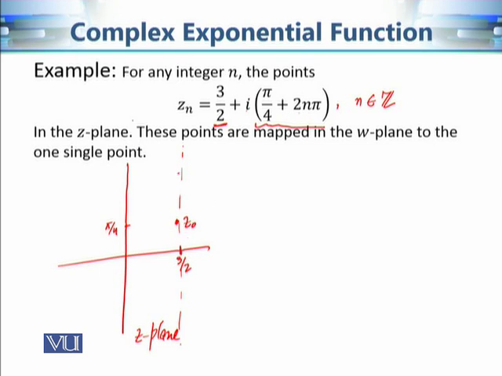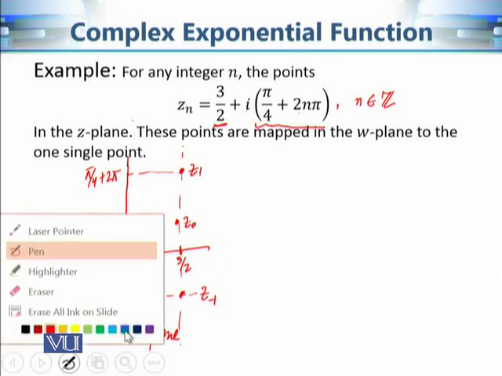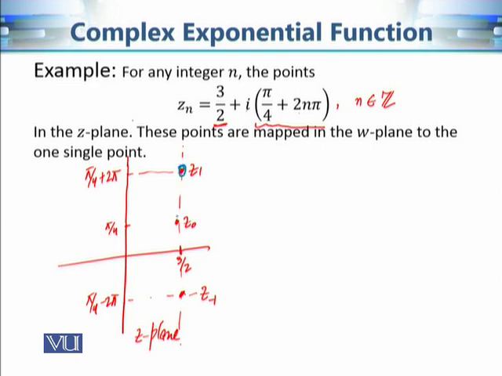So where is z1 going to be? This is z1, and the imaginary part of z1 is going to be π/4 plus 2π. Similarly in the other direction, this one is π/4 minus 2π, and of course this is z minus 1. So these are infinitely many points on this line. Let me highlight them again: z1, z0, z minus 1, and so on.